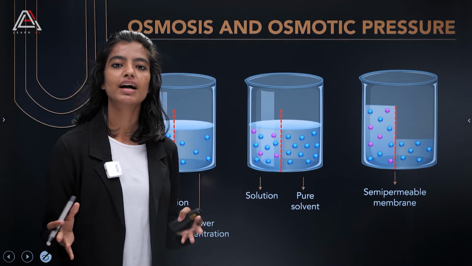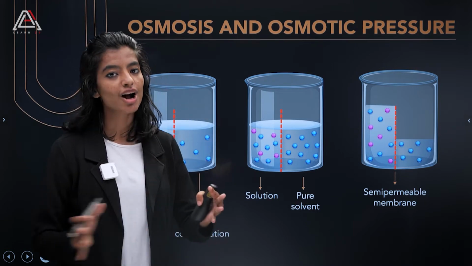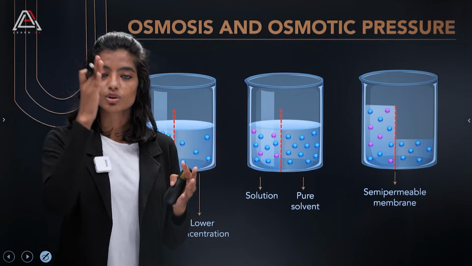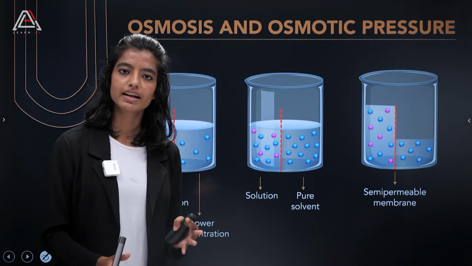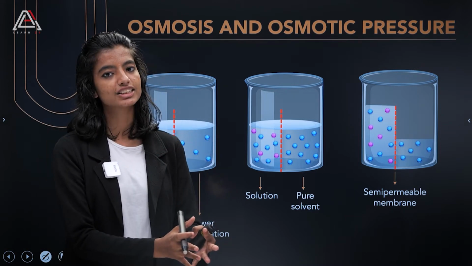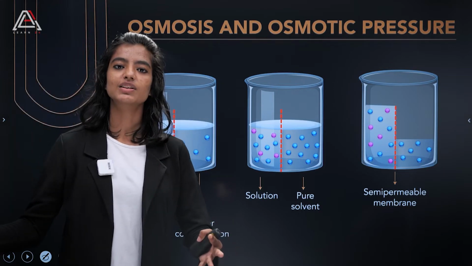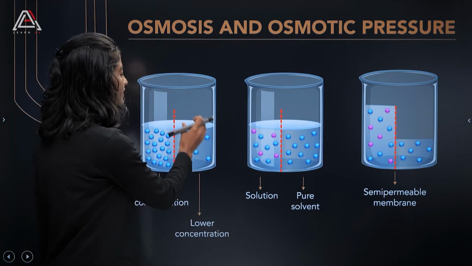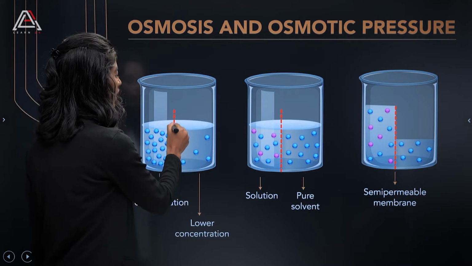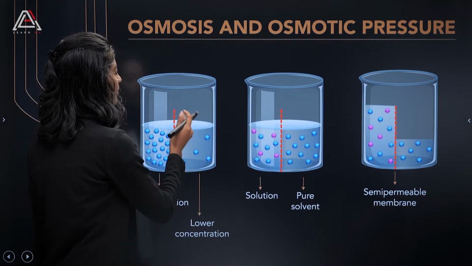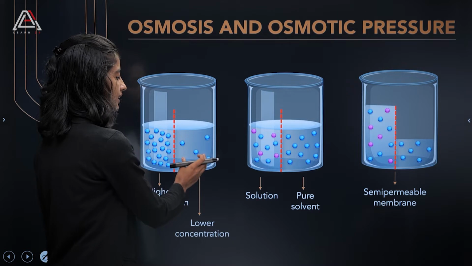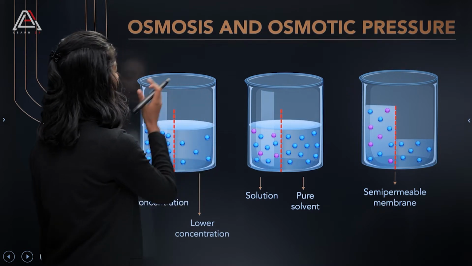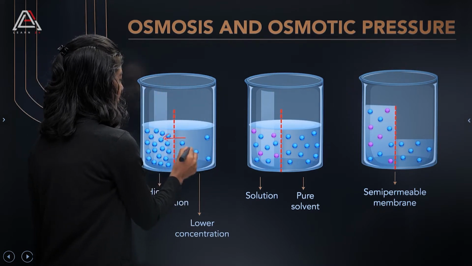Osmosis is nothing but the flow of solvent particles through a semi-permeable membrane from lower concentration of solution to the higher concentration of solution. That is, flow of solvent particles through a semi-permeable membrane from the lower concentration of solution to the higher concentration of solution.